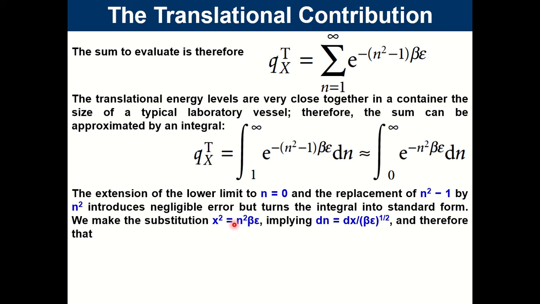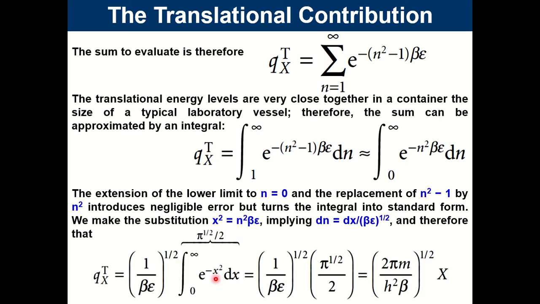We make the substitution. We substitute x square as n square beta e. This whole term, beta epsilon n square, is taken as x square, and dn is taken as dx by the square root of beta e. So we write the entire equation in another form in terms of x in this manner. This is the constant term, and this is e to the power minus x square dx. So this is a simpler way of writing the same equation.